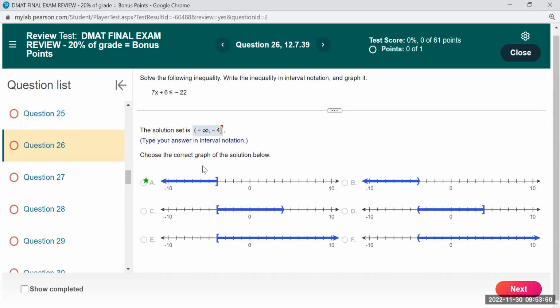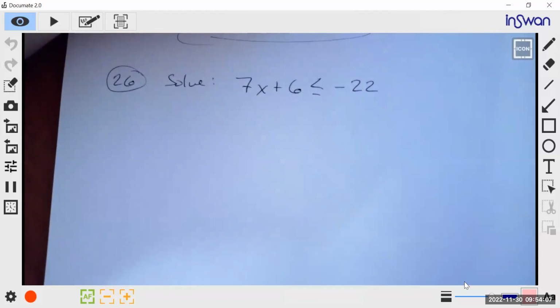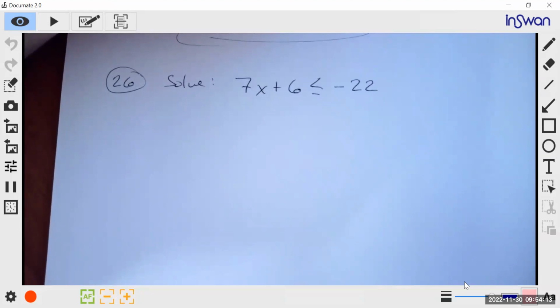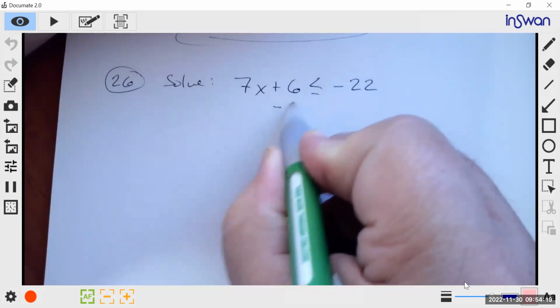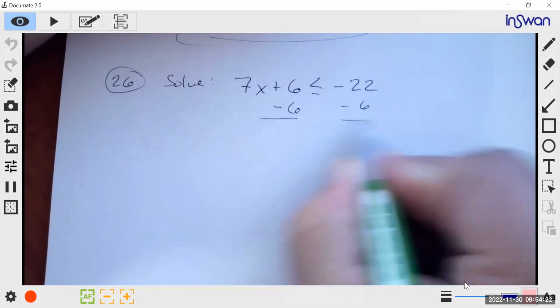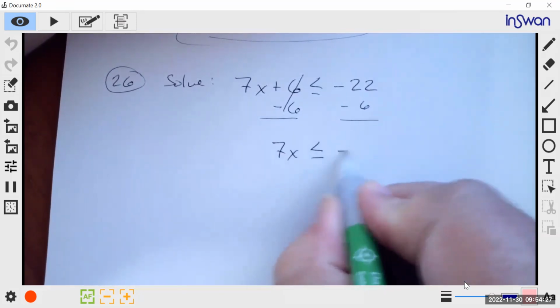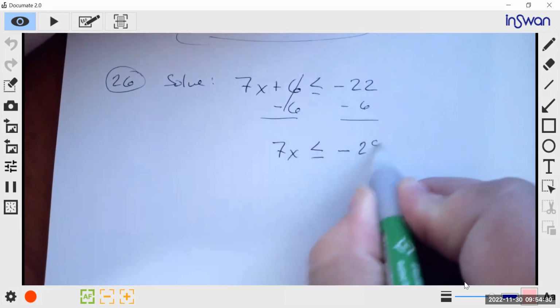Solve and graph it. 7x plus 6 is less than or equal to negative 22. Treat it the same way you do an equal sign. We're trying to get x by itself. So let's get rid of the 6. 7x is less than or equal to, they're both negative, 22 plus 6 is 28.